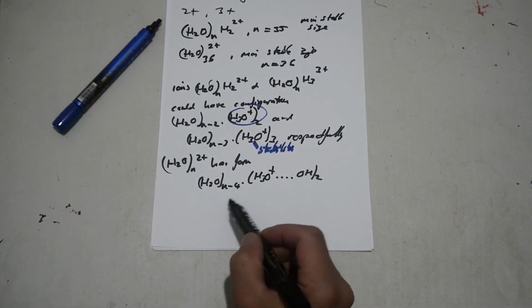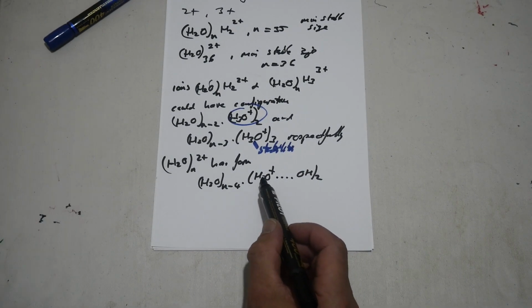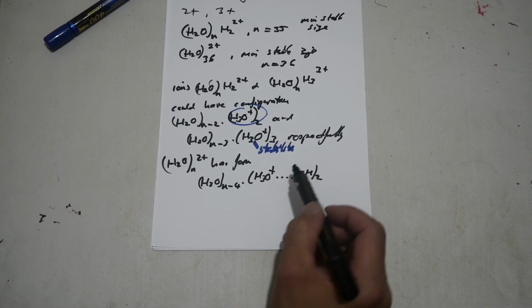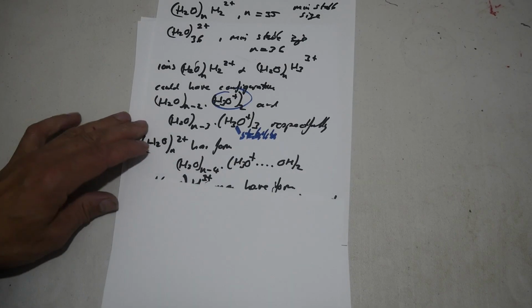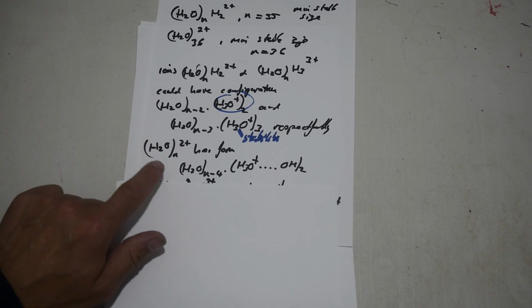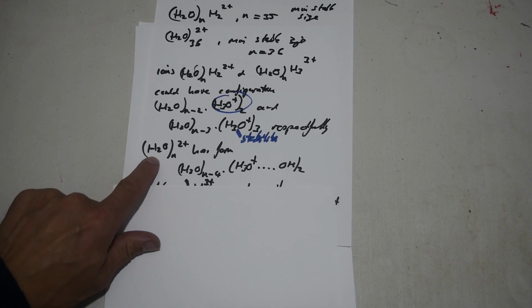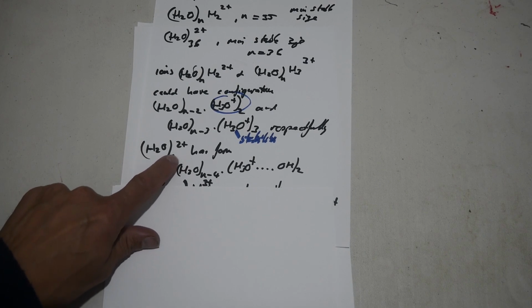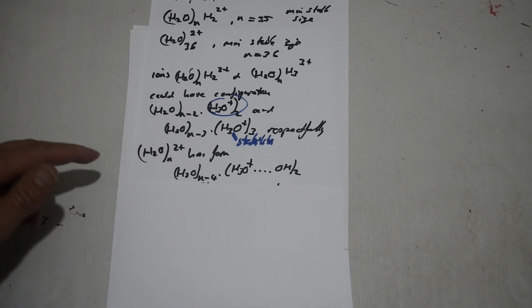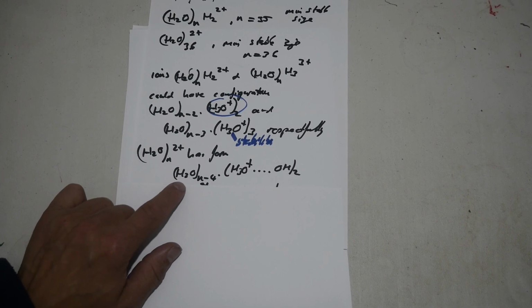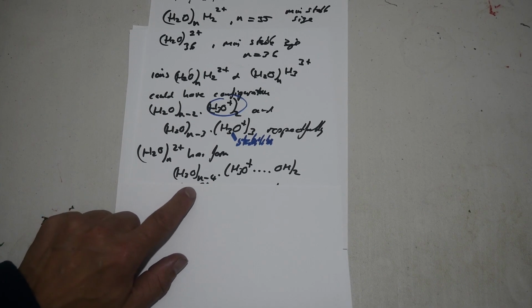So this has the form. This is the oxonium ion H3O plus. So you've got this, H2O N 2 plus is the form. It's got a configuration, so that means the molecules will be arranged as H2O N minus 4 times.